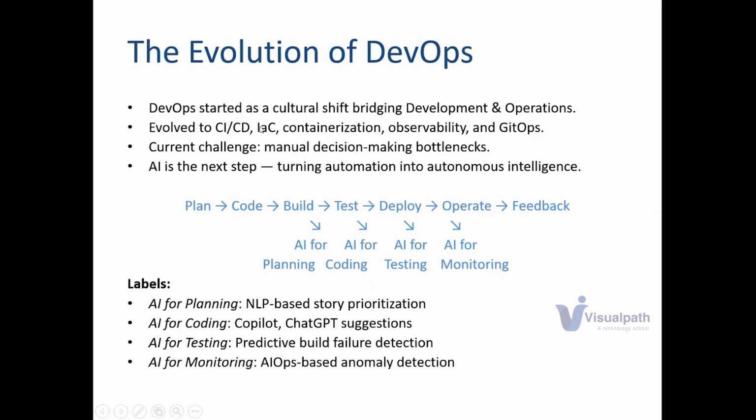Here, if you see, DevOps started as a cultural shift, you can consider this a word. But in AI, it doesn't consider it as a word, it considers it as a token. Now, what are the benefits of tokens? We can limit the tokens.